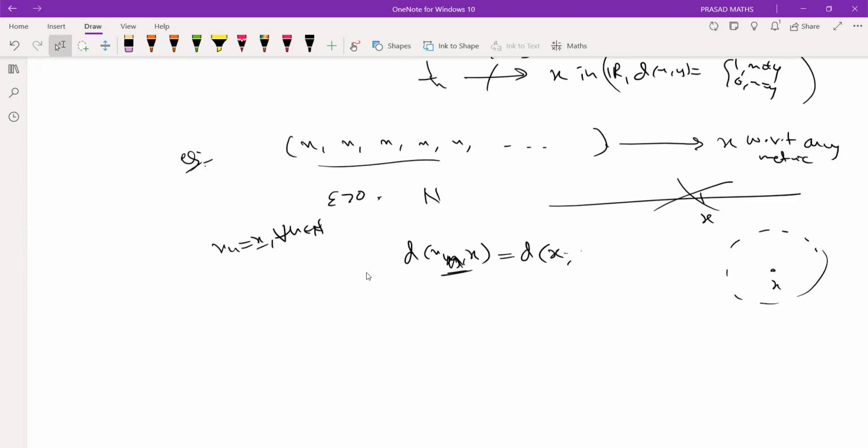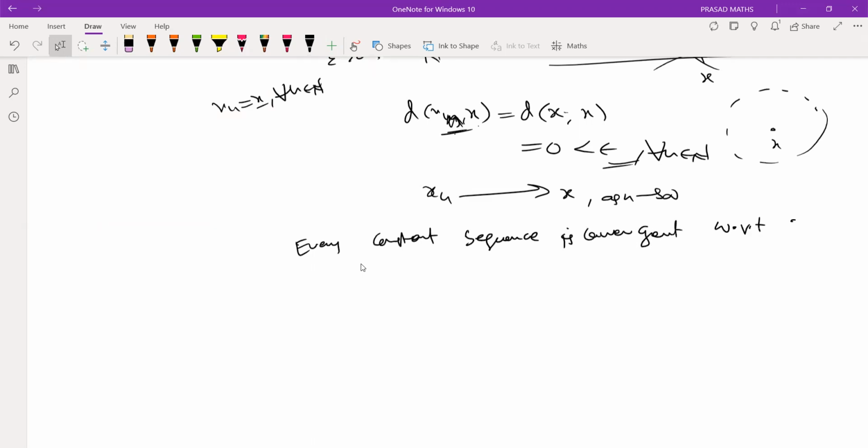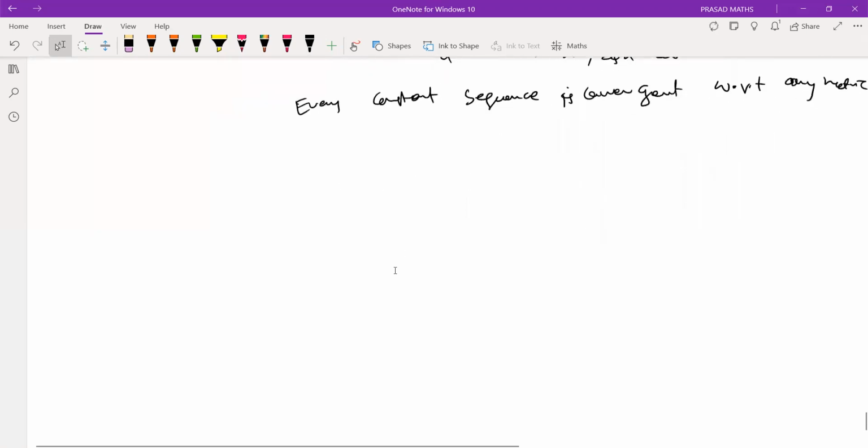So the distance between x and x is 0, and 0 is always less than epsilon. This is true for every n. Therefore, the distance between xn and x is less than epsilon, so xn converges to x as n tends to infinity. So what do you observe? Every constant sequence is convergent with respect to any metric. It does not depend on the metric. Any metric, any constant sequence is always convergent. Suppose my example is an eventually constant sequence.